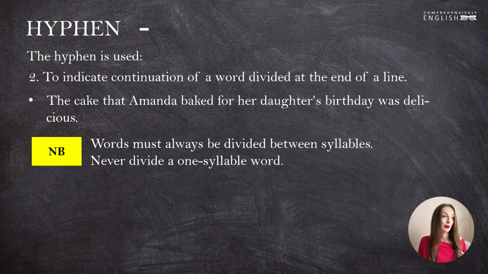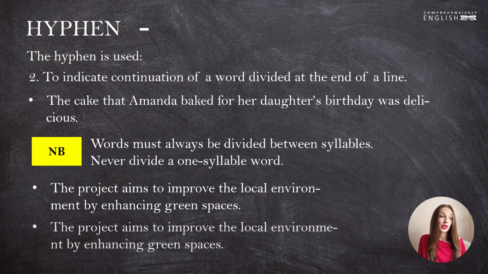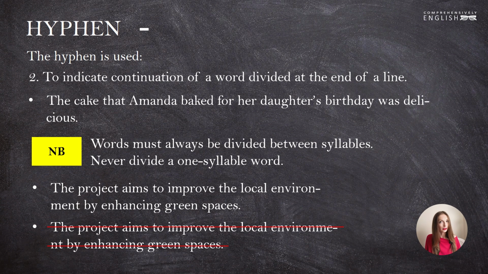Let's take another example. The project aims to improve the local environment by enhancing green spaces. We need to divide the word environment, and as it consists of 4 syllables, en-vi-ron-ment, here we opt for environ-ment. Pay attention that meant, though it consists of 4 letters, is 1 syllable. So to say the project aims to improve the local environ-ment by enhancing green spaces, with the word split as en-viron-ment, would be incorrect.